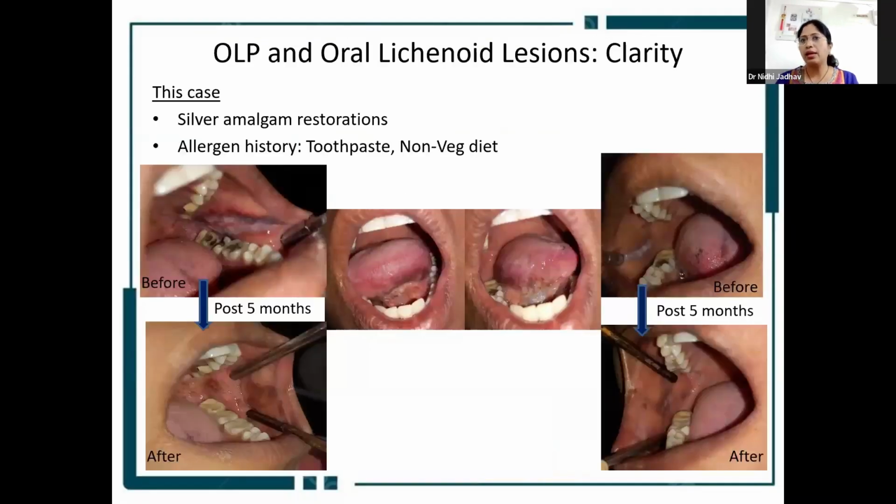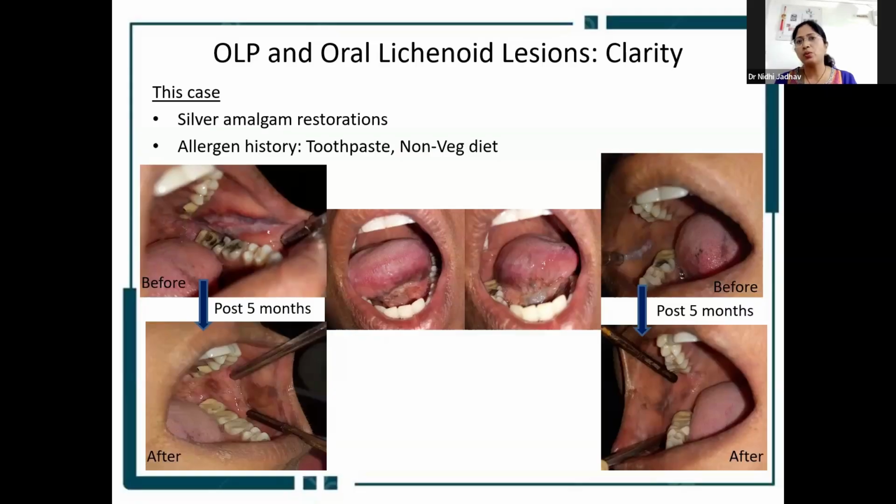Here is a case of what I just mentioned in the previous slide, oral lichen planus versus oral lichenoid lesion. This was a case purely of oral lichenoid lesion, where the patient had silver amalgam restorations in relation to the left and right side lower posterior teeth. There was a history of these silver fillings for almost 8 to 10 years, but the lesion had been developing gradually over the last 5 years. The patient also gave a history of allergy to toothpaste and non-veg diet. So sometimes the non-veg diet also exacerbates the lesions of oral lichen planus.